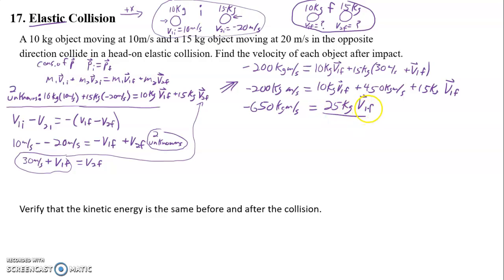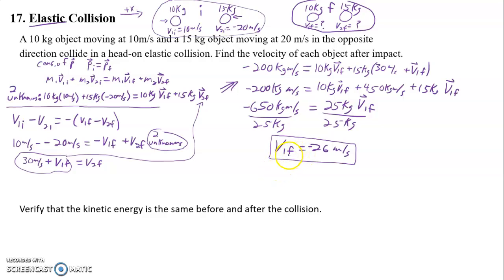Now I divide both sides by 25 kilograms. And so V1F equals negative 26 meters per second. Negative divided by positive. That's going to get negative 26 meters per second. So that means object 1 is going to the left, and it's going to the left quite quickly after the collision.